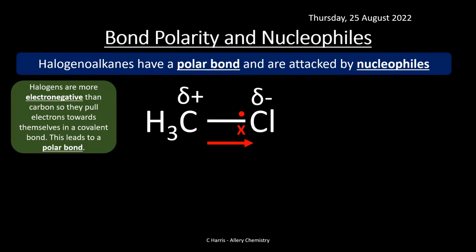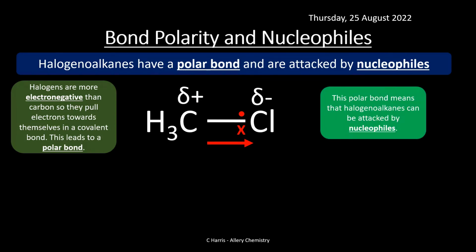So let's say this one, for example. Halogens are electronegative elements, so they pull electrons towards themselves in a covalent bond, okay? And obviously this leads to a permanent dipole that's being created. So you can see here you've got a delta negative chlorine and a delta positive carbon. So this polar bond means that actually halogenoalkanes can be attacked by an attacking group, and in this case it'll be nucleophiles. So nucleophiles are substances which can attack chemicals like halogenoalkanes.